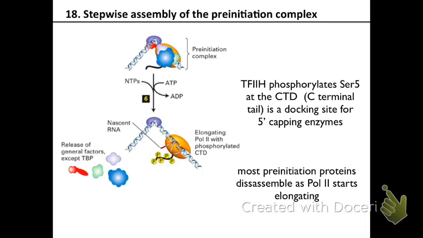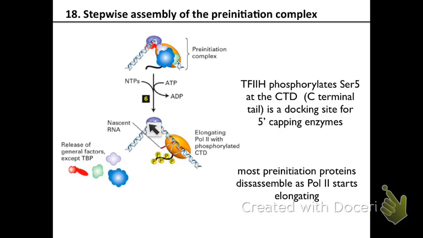Okay, so what happens next? After the pre-initiation complex assembles, you have an open RNA polymerase complex where the two DNA strands are opened. You have a TFIIH complex also phosphorylating the serine 5 at the C-terminal domain, which serves as a docking site for the 5' capping enzymes.